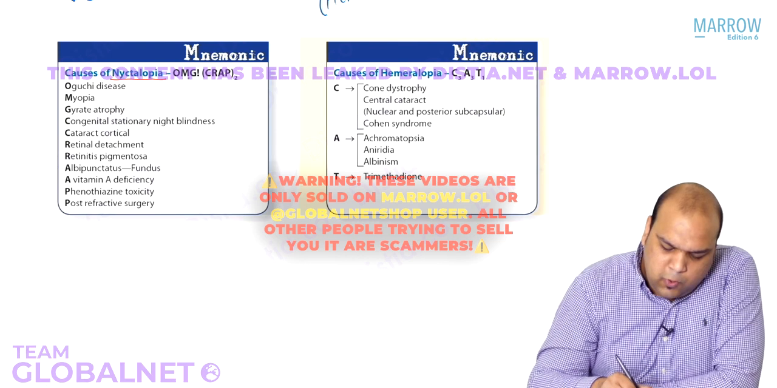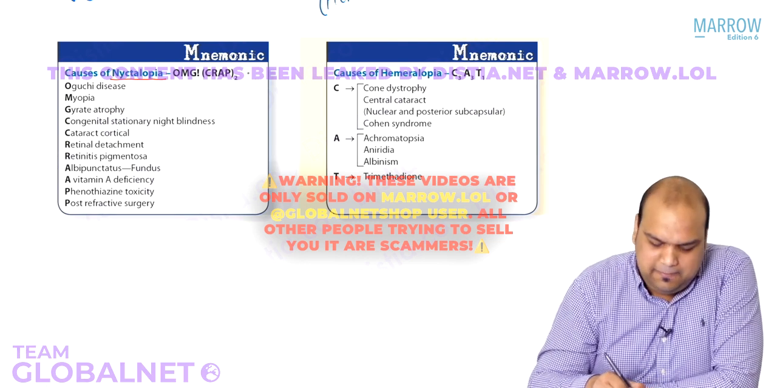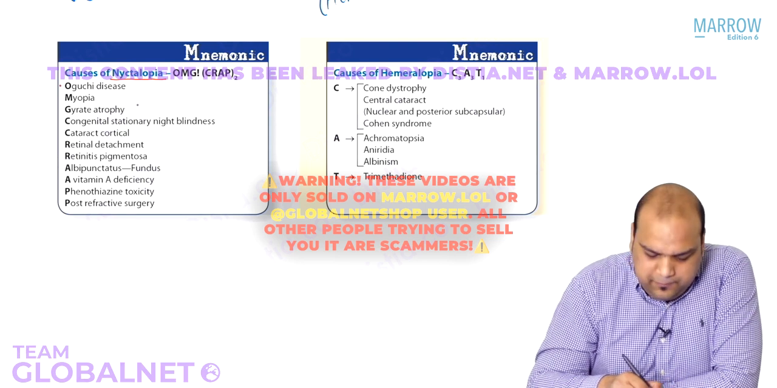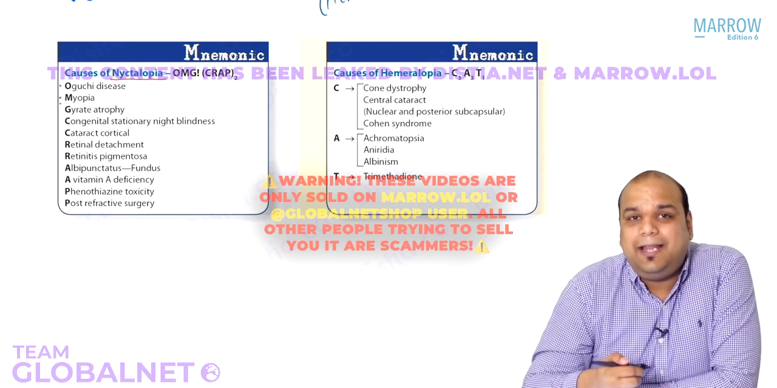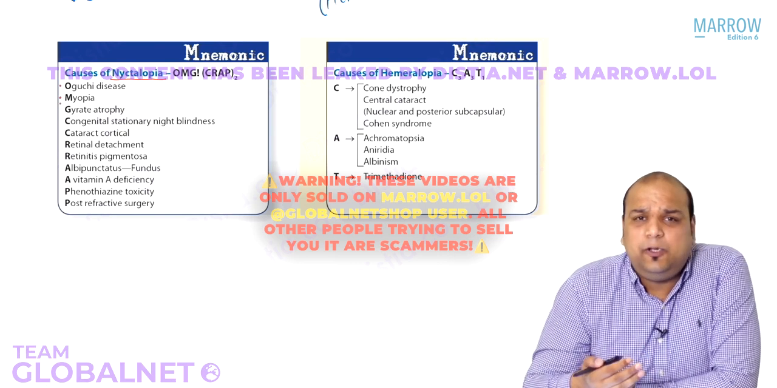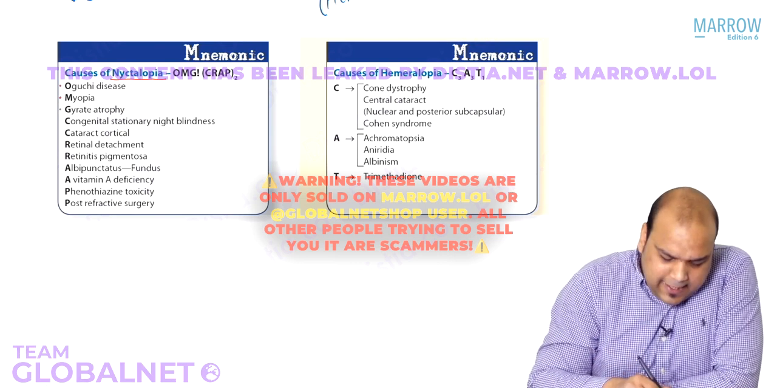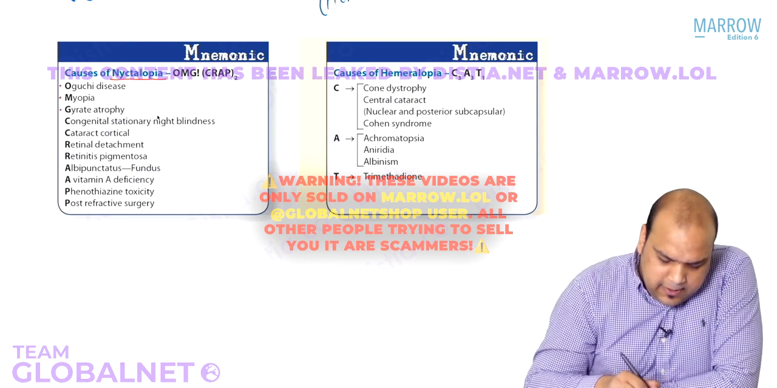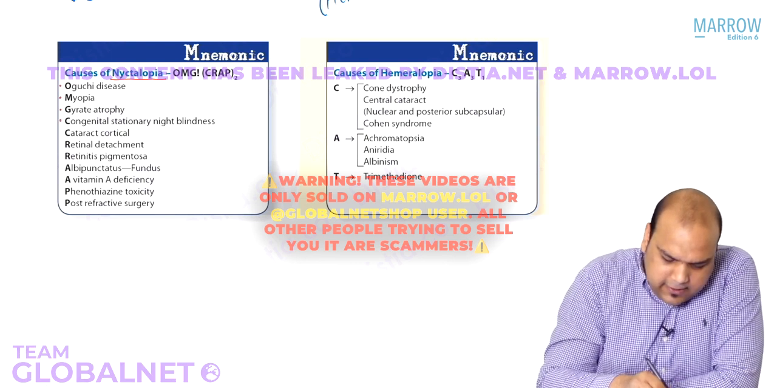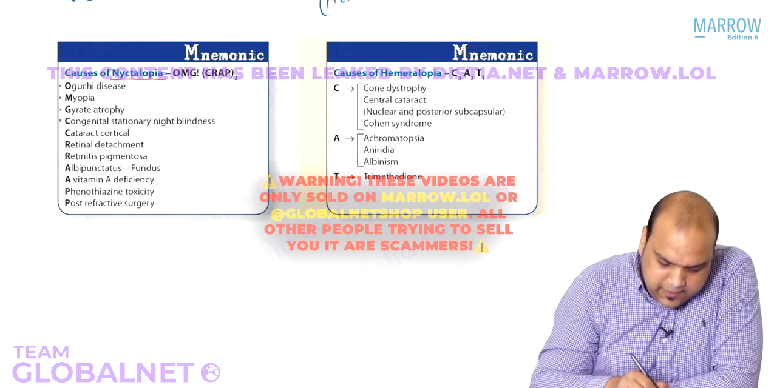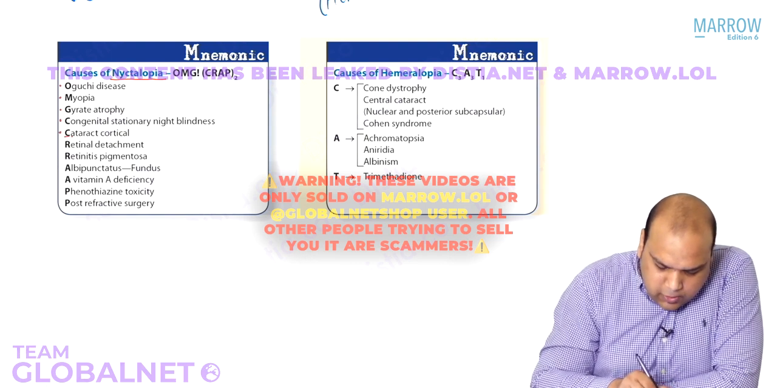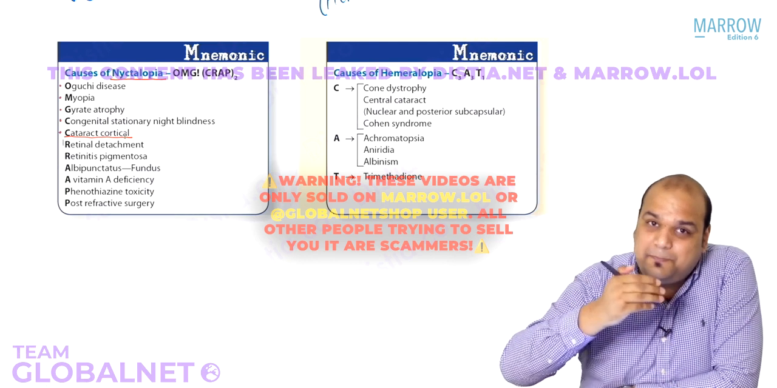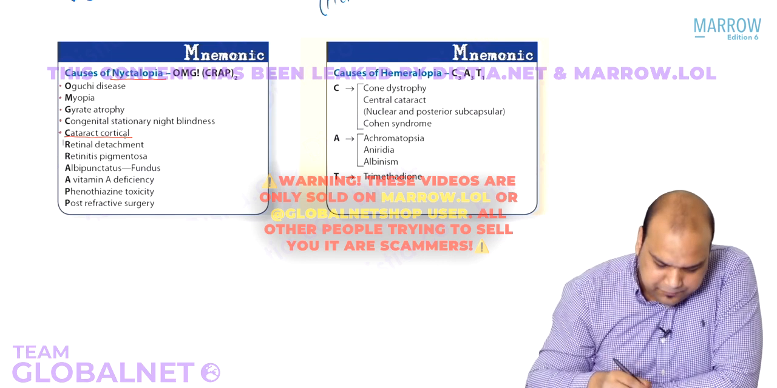The mnemonic goes OMG, yes, CRAP, C-R-A-P. O for Oguchi disease, that is a fundus dystrophy which we are going to cover. M for myopia, all of us know in high myopia it can lead to peripheral loss of vision. Gyrate atrophy, again something which has been covered in the uvea chapter. Congenital stationary night blindness, we will cover here again, everybody. It is a type of fundus dystrophy. Cortical cataract, we should already know this because it is peripheral in location. It causes peripheral loss of vision or nyctalopia.